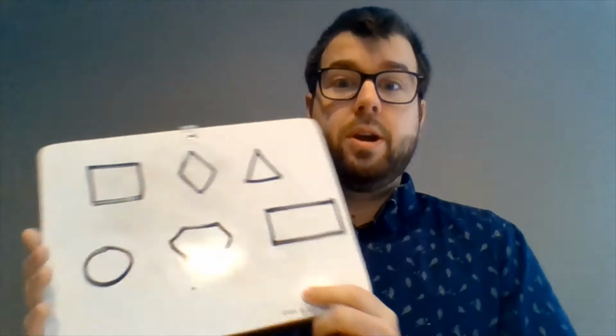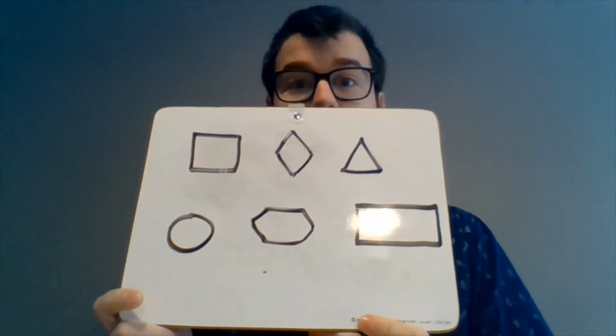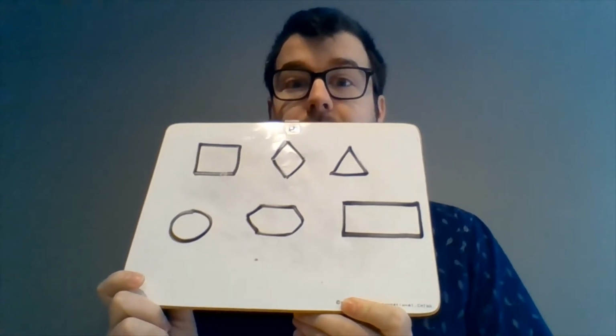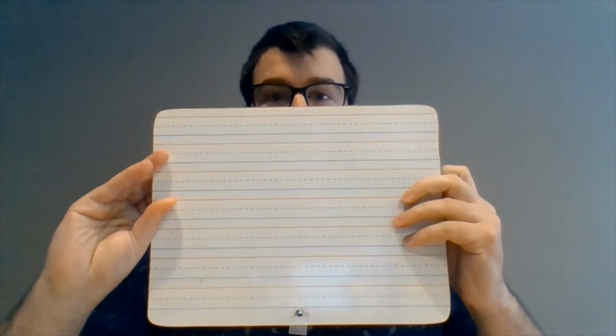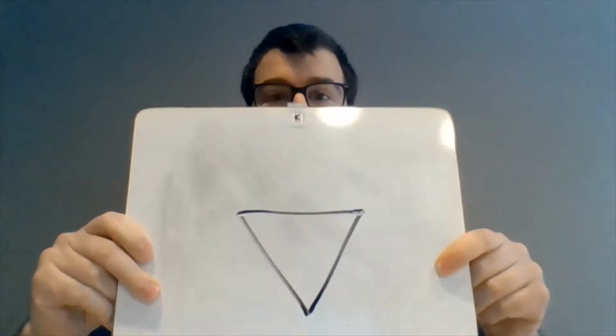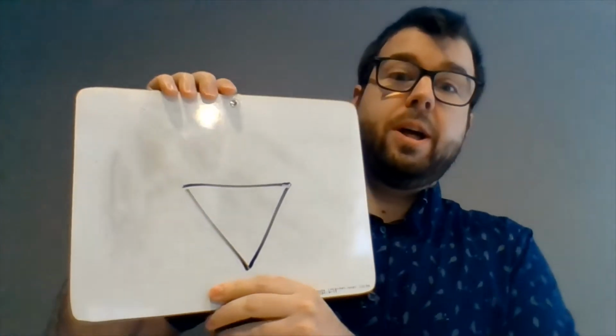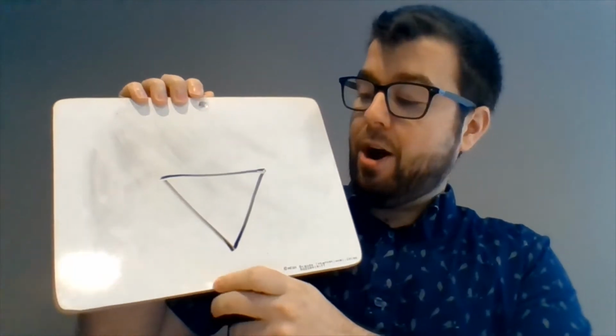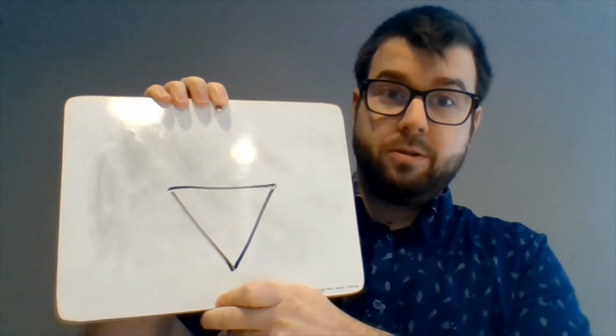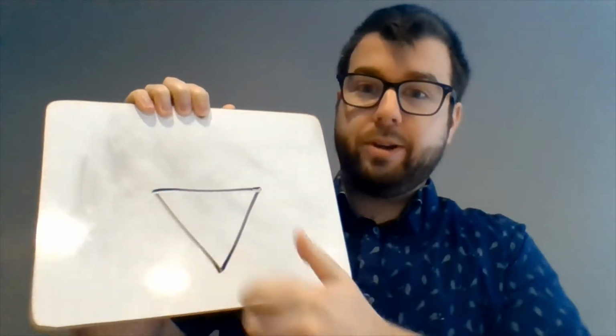So now, I'm going to show a shape on the board. Your job is to identify it quickly. Okay, what shape was it? It was a triangle. How many sides does it have? 3 sides. How many corners does it have? 3 corners. 1, 2, 3. All right, let's do another one.